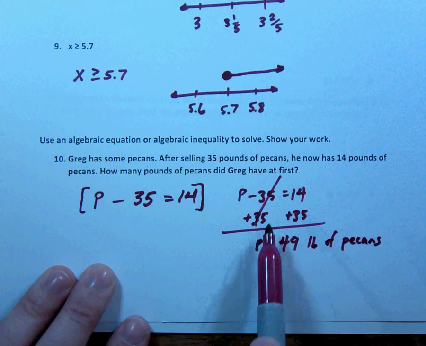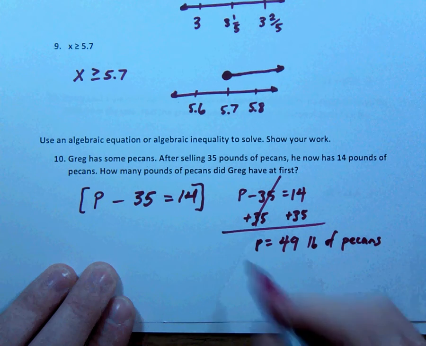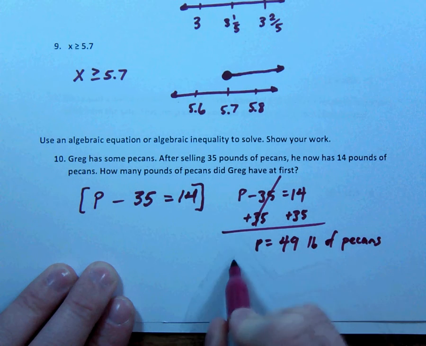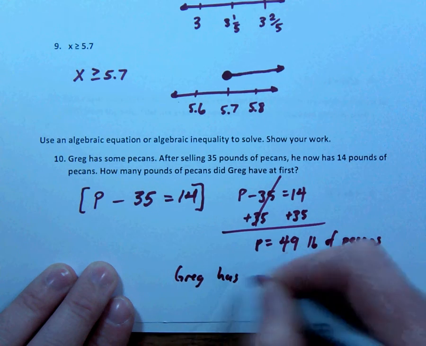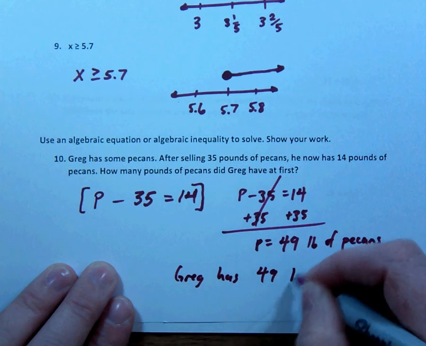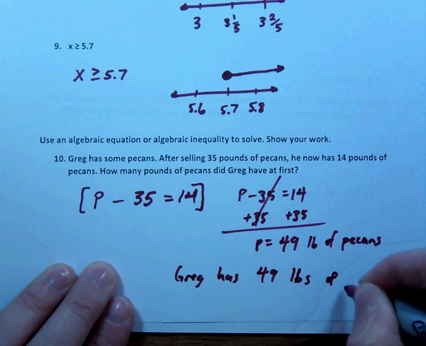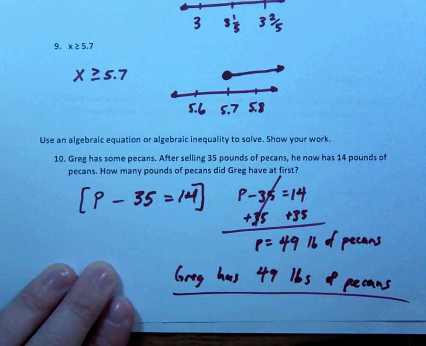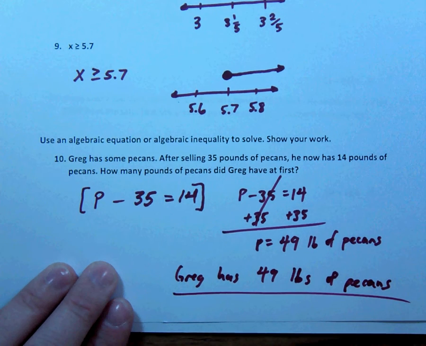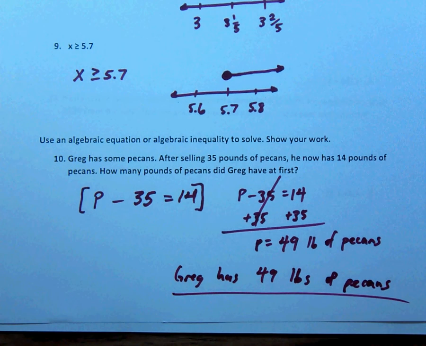So the work will be a second point, and an answer like Greg has 49 pounds of pecans. That's the third point. And that's going to be important on the test. So, all right. Yay!